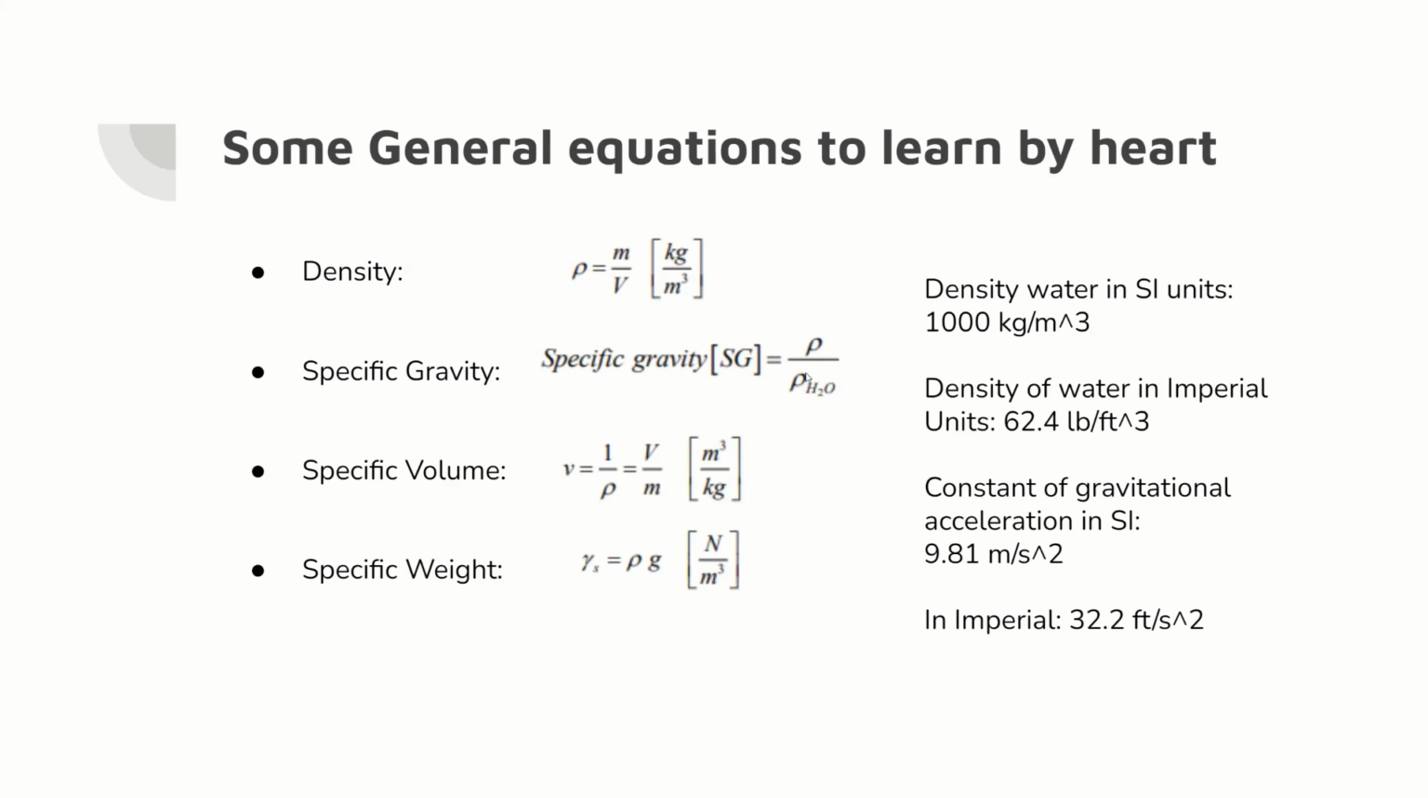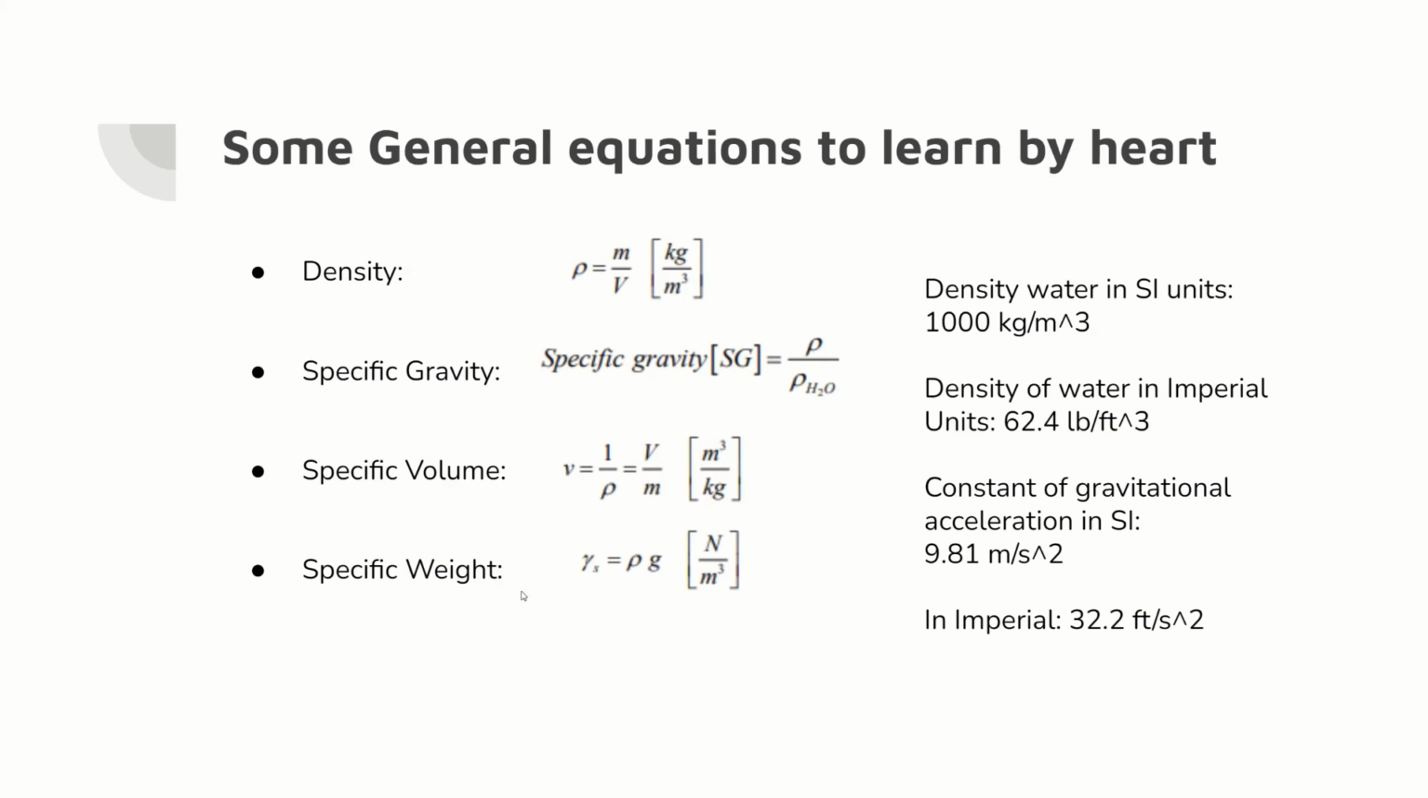density of water. So this is where you're going to need, just like with atmospheric pressure, I wouldn't take my chances on the exam giving you the value of the density of water, which in SI units would be 1,000 kilograms per meter cubed. Or in imperial units, 62.4 pounds divided by feet cubed.